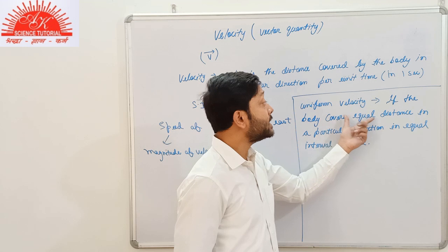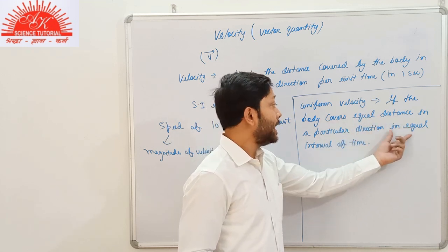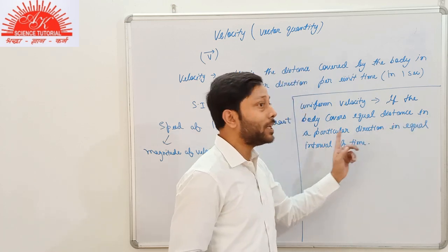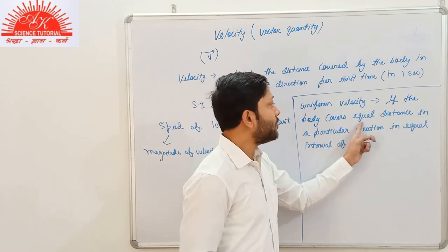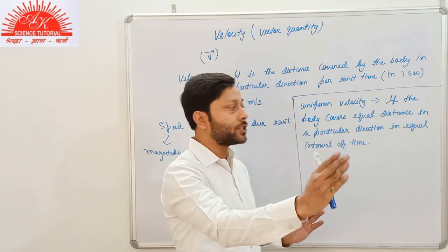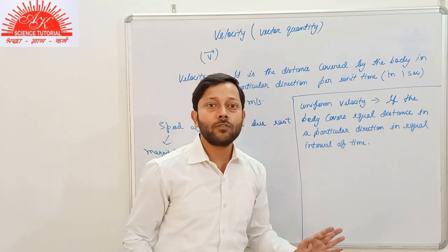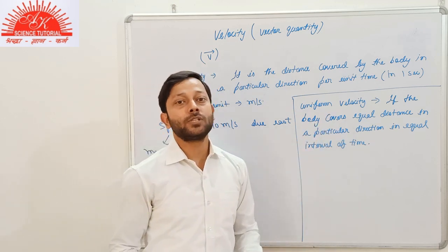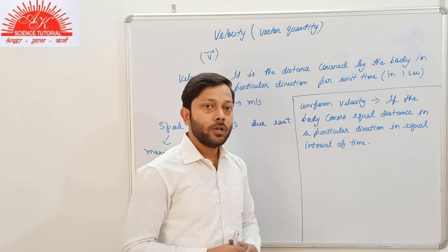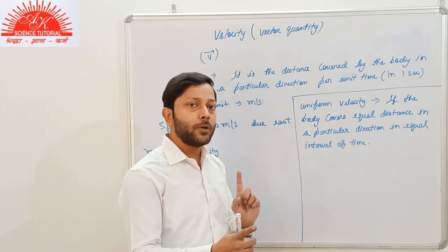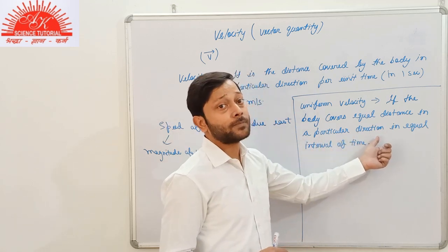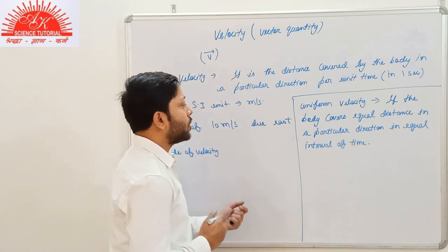If the body covers equal distance in equal interval of time, but we have to mention the direction also. If the body covers equal distance in a particular direction, in a given direction, in equal interval of time, then the body will be said to move with uniform velocity. I think it must be very clear to you. The only difference between uniform speed and uniform velocity is mentioning the direction. So that was uniform velocity.